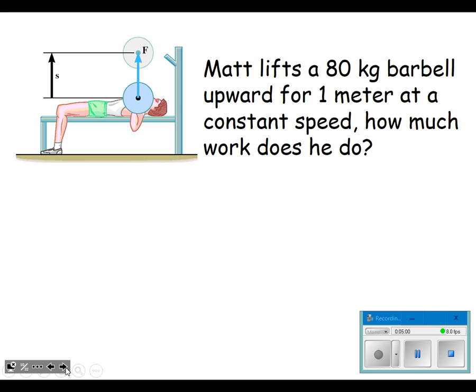So Matt lifts an 80-kilogram barbell upwards for 1 meter at a constant speed. Well, the key here is that he's applying a force upwards, and because it's a constant speed, that means his force downwards has to match. And so his downward force can be found by F of G, which we can do as mass times gravity. That has to match his applied force up, and he moves it a displacement of a meter.